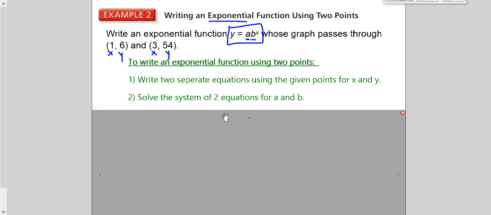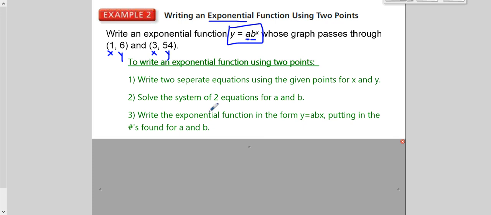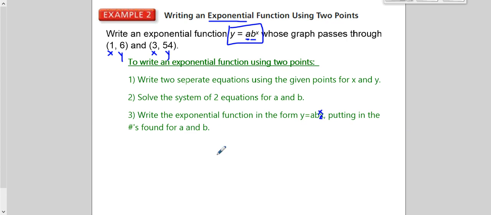Once we do that, we have a system of two equations that we can solve. So solve that system of two equations for a and b. Then write the exponential function in the form y equals ab to the x power, putting in the numbers found for a and b. All right, let's give it a try.